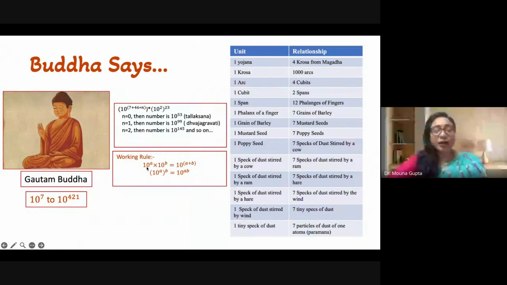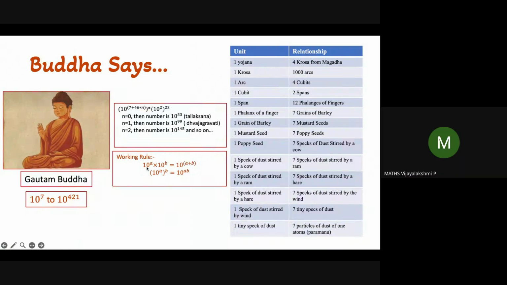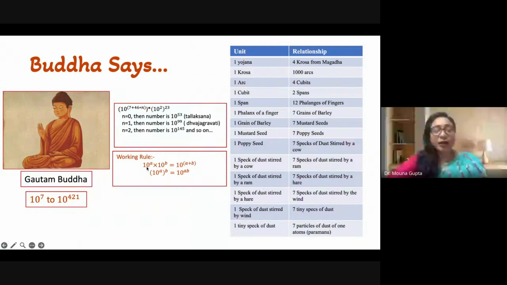And how does he calculate the value? He says when we put the value n equal to 0, you see this formula, we have the value of 7 plus 46 into 0, which is 10 raised to power 7 into 10 raised to power 2 into 23.